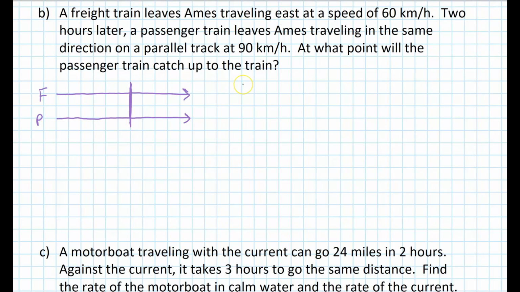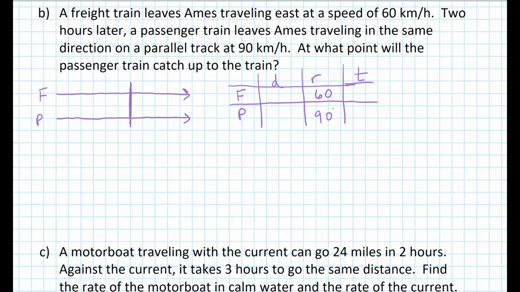Okay, so again, it's a distance, rate, time problem, so I always set up a distance, rate, time table. I have a freight train, I have a passenger train, and we have a distance, we have a rate, we have a time. Okay, and now I'm going to plug in the information that I know. The freight train has a rate of what? 60. Okay. The passenger train has a rate of what? 90.